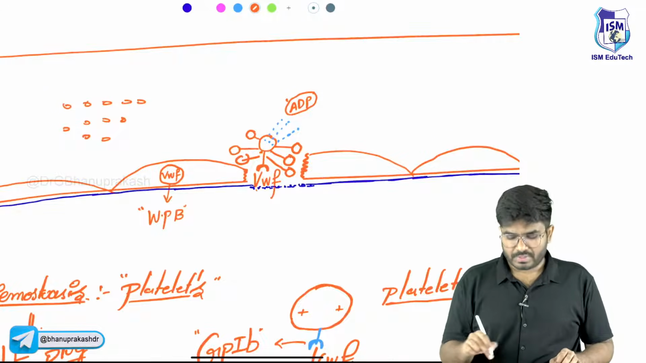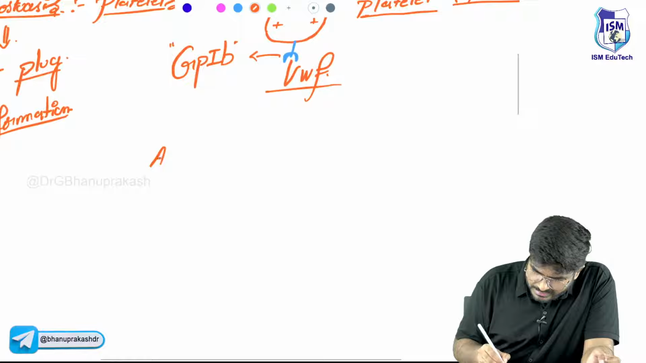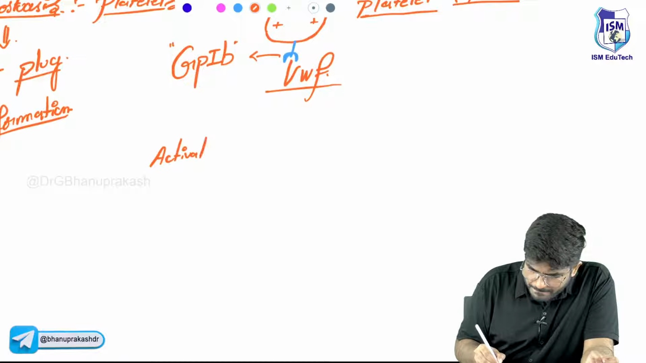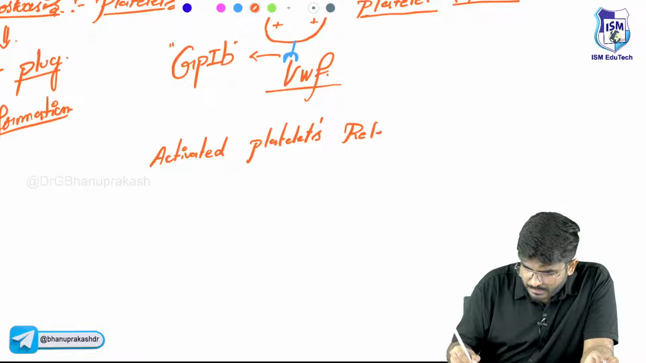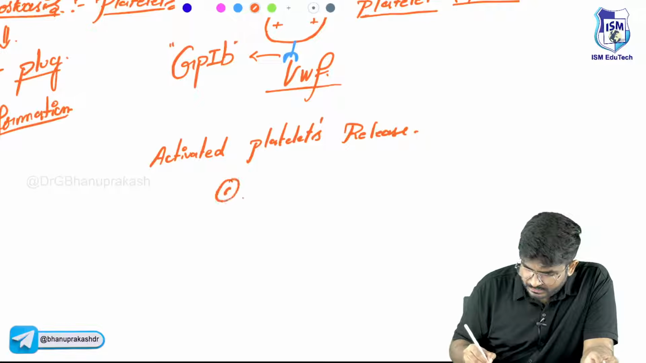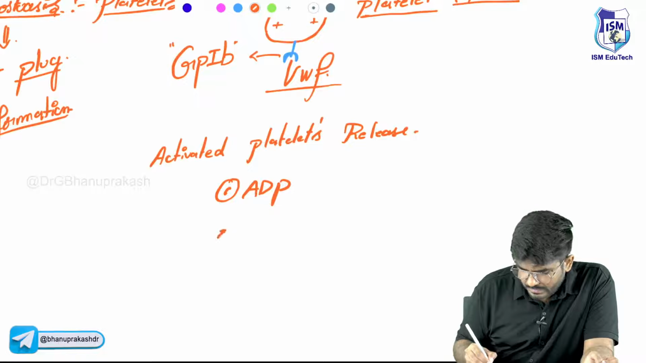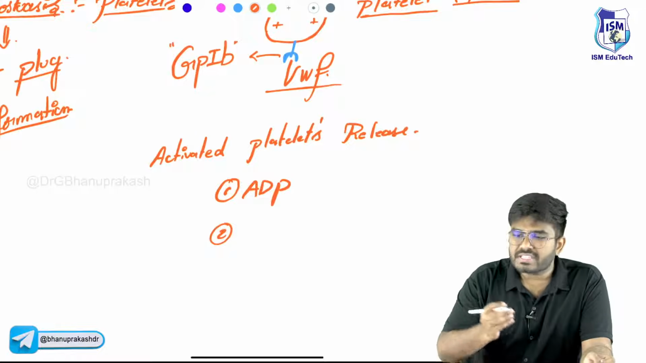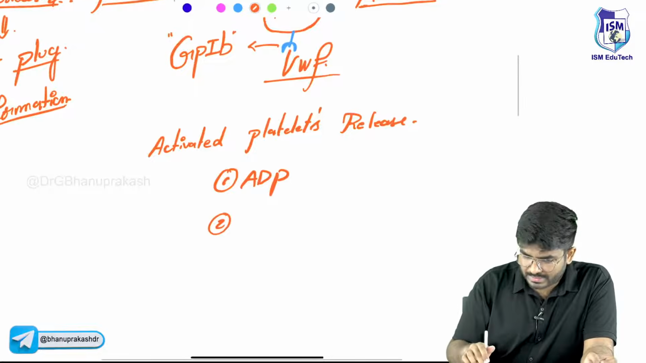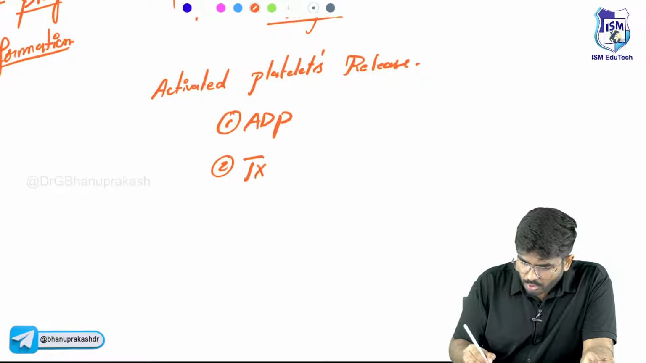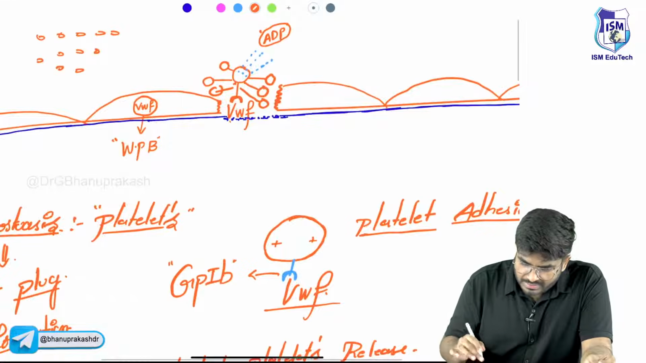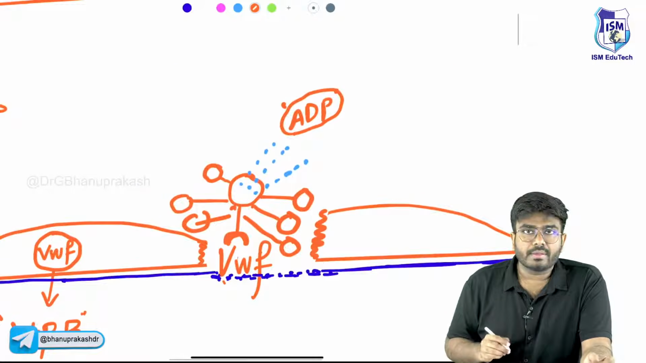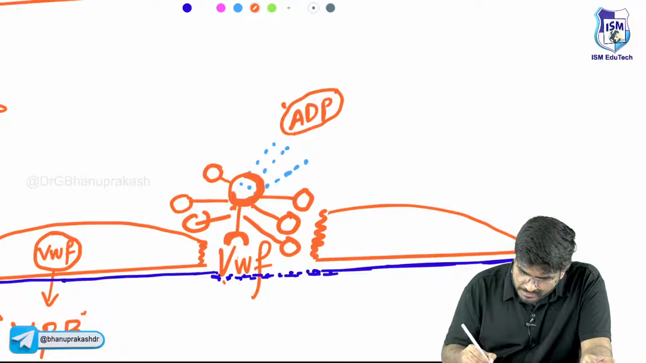So what I'm trying to put into your mind is, once the platelets are activated, they release ADP. First, activated platelets release one thing, which is called ADP. The second most important factor which helps in calling the platelets is thromboxane A2.